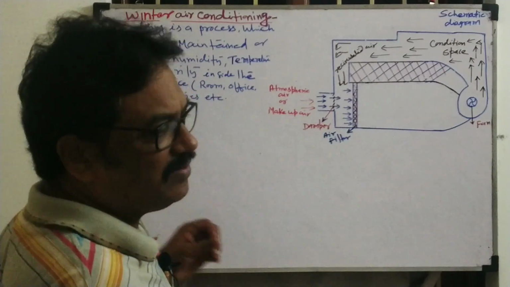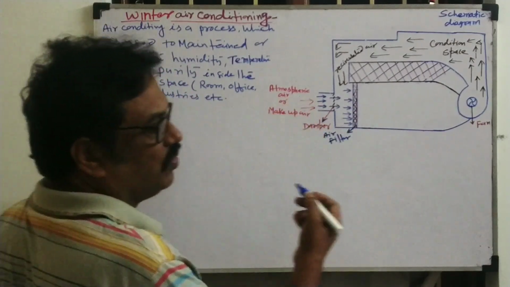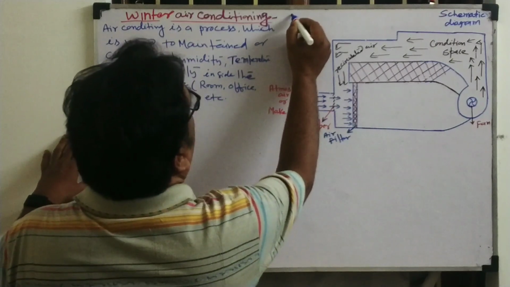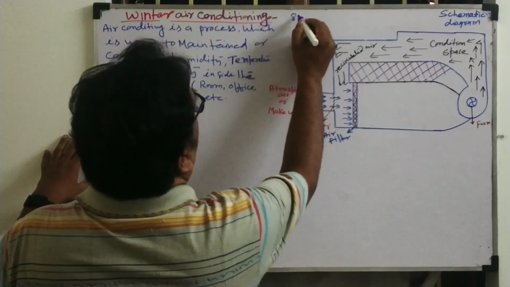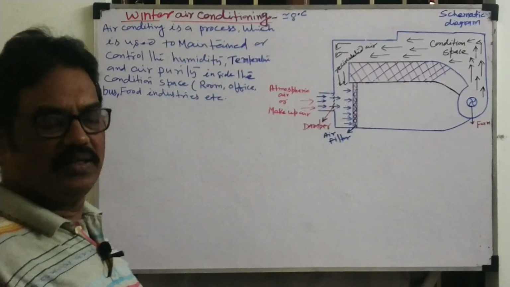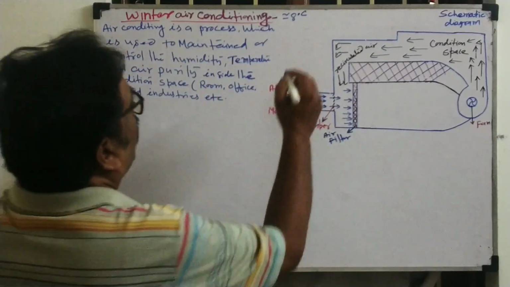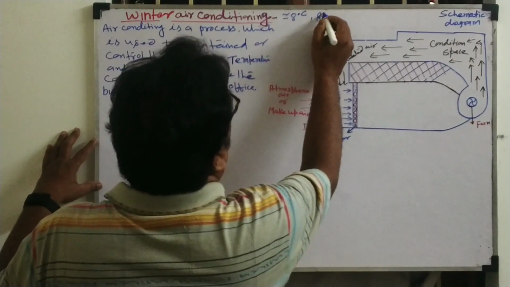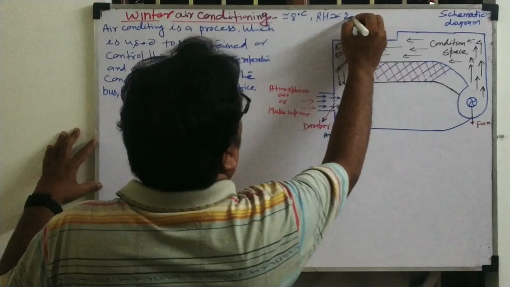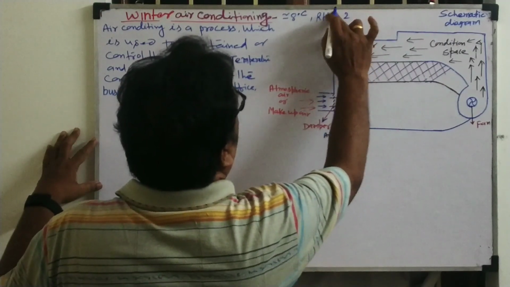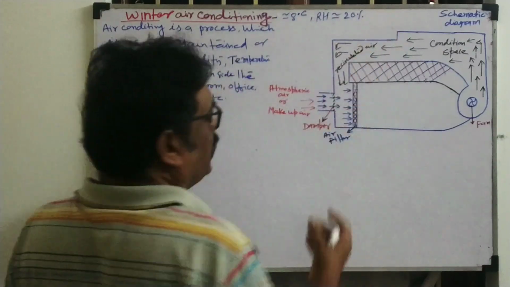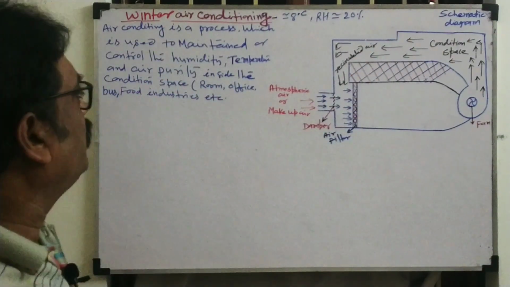Winter means very chill anywhere throughout India. So the dry bulb temperature, let us assume, should be 8 degrees Celsius, 5 to 8 degrees Celsius, anything you can assume in winter. And the relative humidity will be approximately 20%, we will just assume 20%. 15 to 20% will be the relative humidity in the winter.